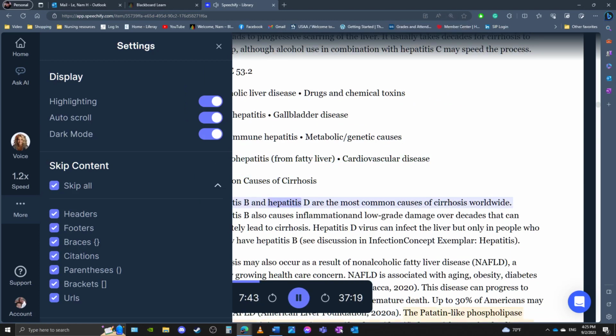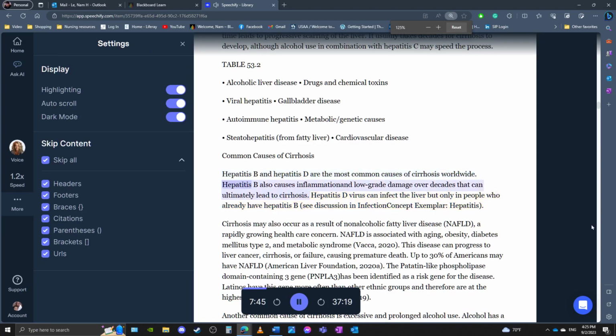Hepatitis B and hepatitis D are the most common causes of cirrhosis worldwide. Hepatitis B also causes inflammation and low-grade damage over decades that can ultimately lead to cirrhosis. Hepatitis D virus can infect the liver but only in people who already have hepatitis B.